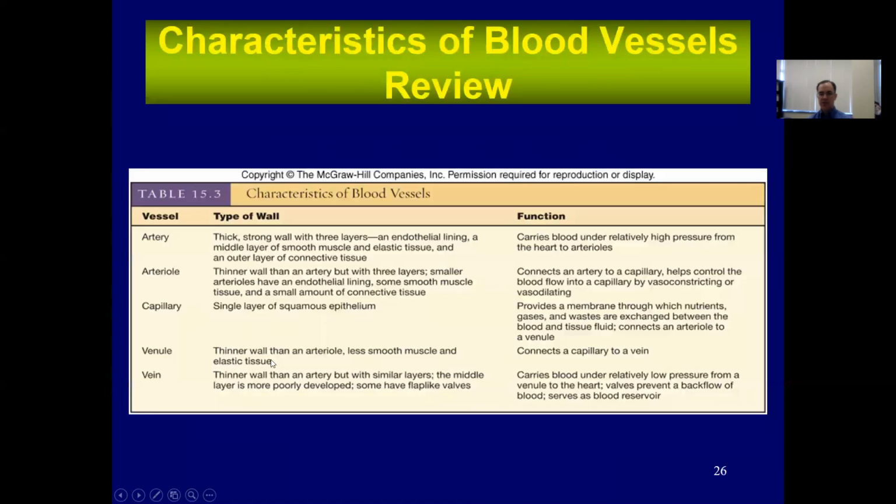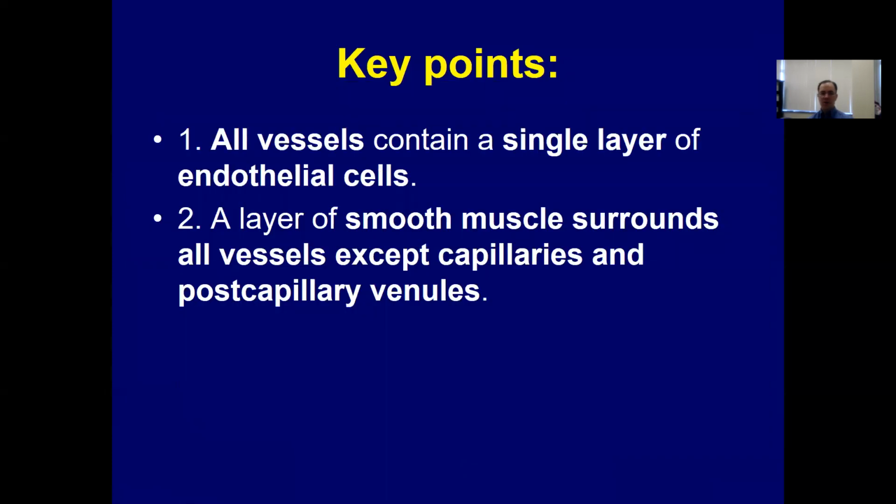And this is a summary table of the various characteristics of the vessels, making sure that you know the different characteristics, and you'll find this here in your notes as well. Some key points to take away: all vessels contain a single layer of endothelial cells. You have a layer of smooth muscle that surrounds all vessels except for capillaries and postcapillary venules.